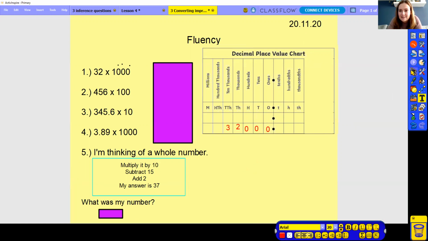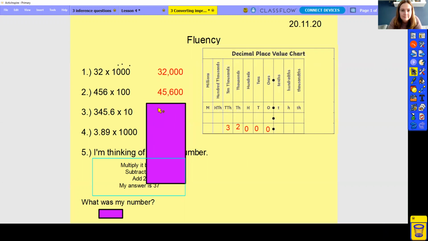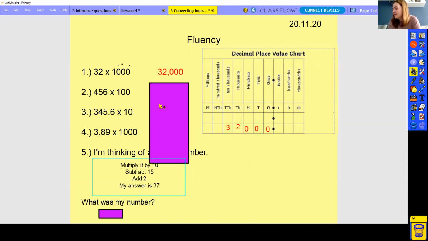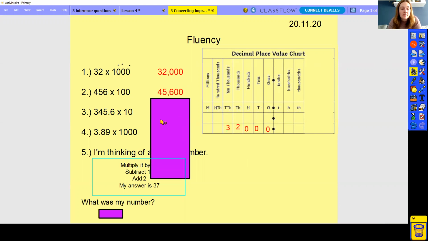Let's see whether or not I got the same or whether or not you got the same. There we go. So we've got 32,000. Okay. Let's look at the next one. So we've got 456 times by 100. It's got 2 zeros, 2 placeholders. So it's moving 2 places. So you should have got 45,600.